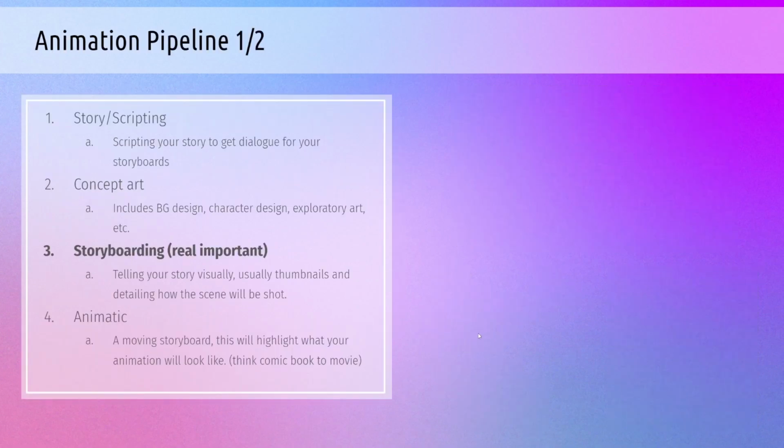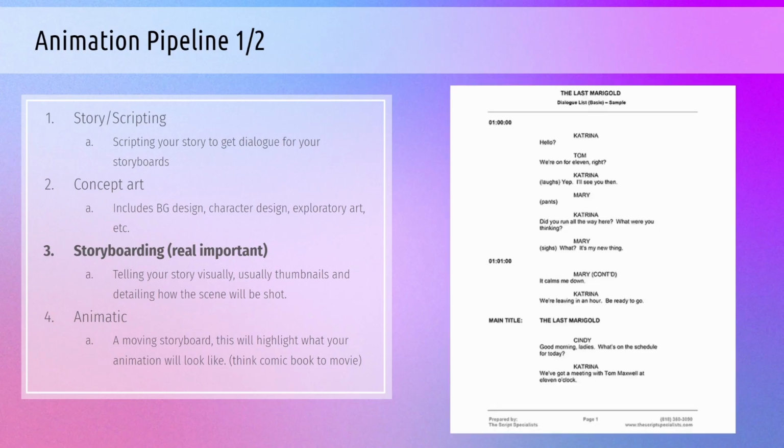So now that I went over that, I also wanted to go over the animation pipeline. Although this isn't about animation itself, it's also important to know, especially if you want to make your own animation. So first off, story and scripting. This doesn't have to be up to you, but if you want to make your own animation and your own story, this comes first. You make a story and you start scripting.